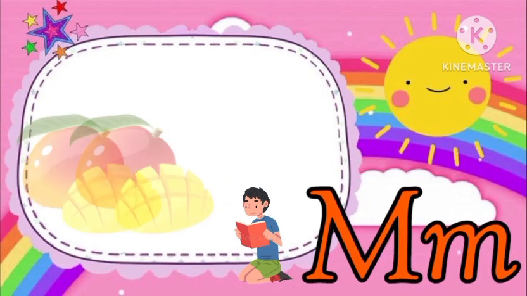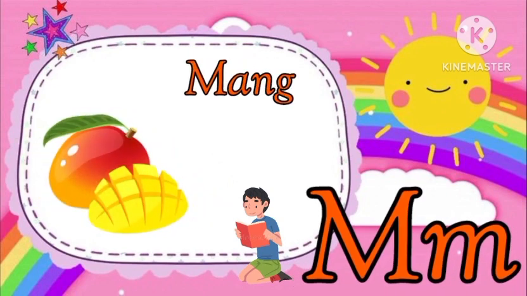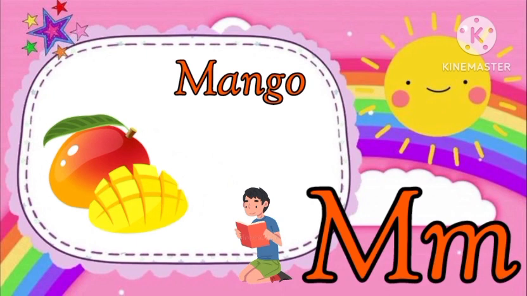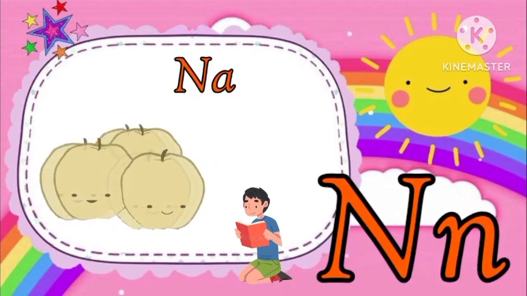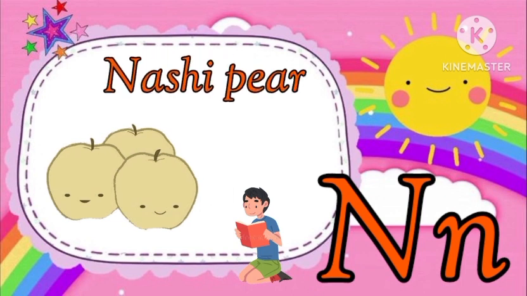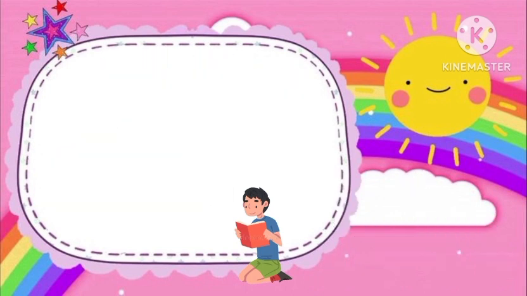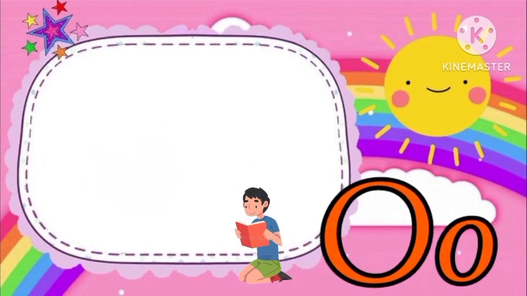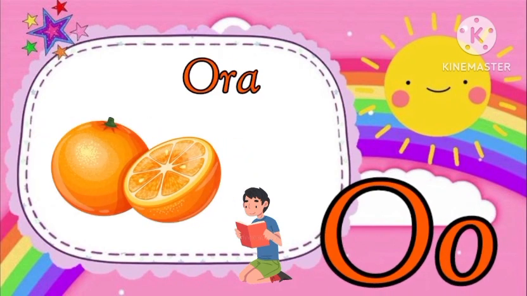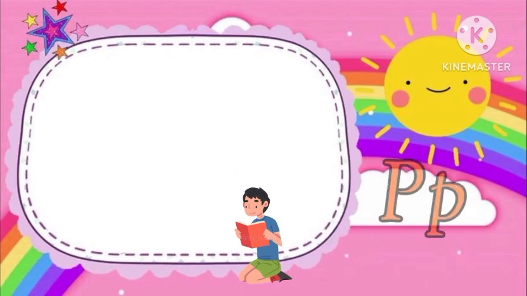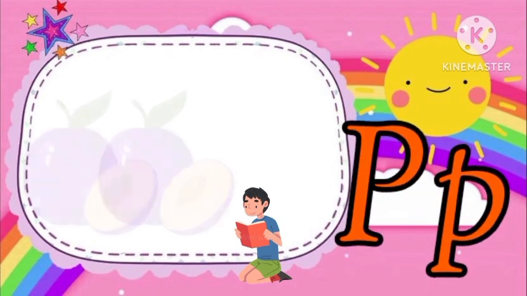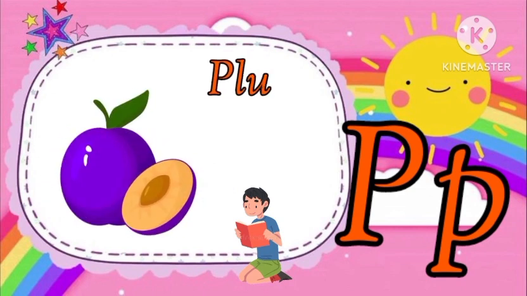M. M is for mango. N. N is for nashi pear. O. O is for orange. P. P is for plum.